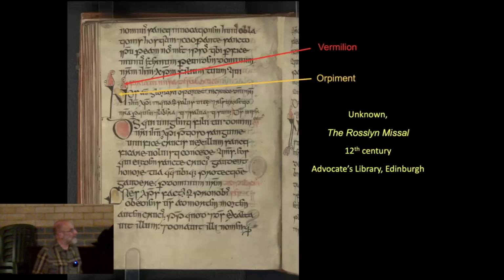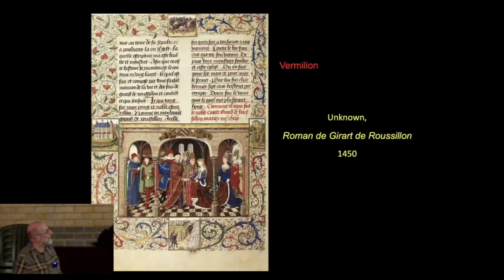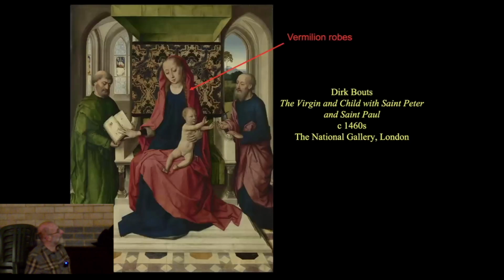Vermilion was also used to highlight certain words and phrases in illuminated manuscripts and missals and things like that. So this one is from the 12th century, and as well as vermilion, orpiment, the arsenic sulfide, is being used there to give us an orangey color. And here again, vermilion is being used to underline and highlight certain words, and also in the robes of the people in this illustration. And here we are, the robes of the Virgin Mary.